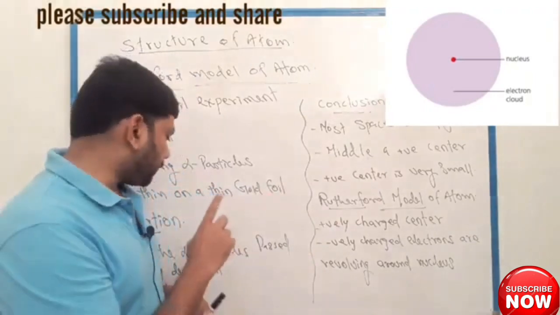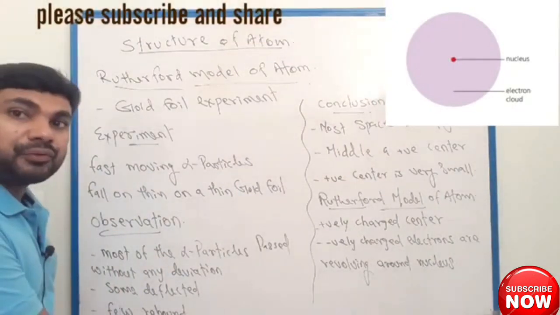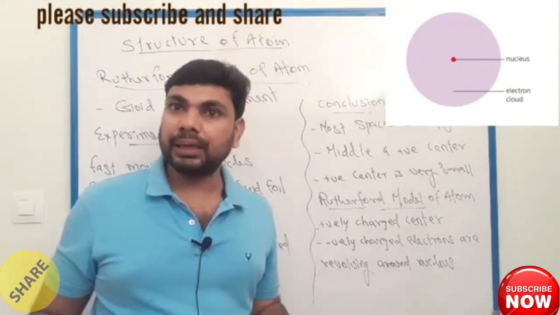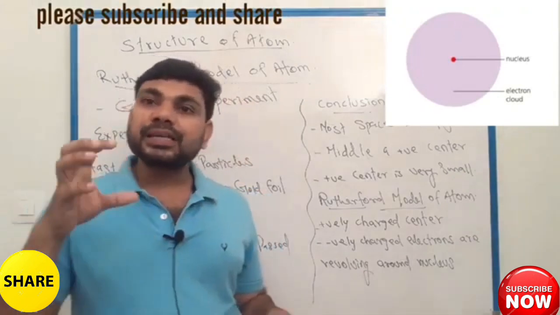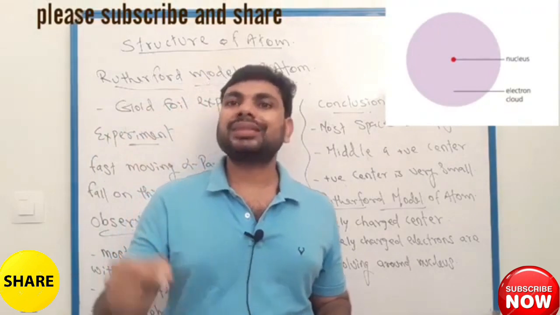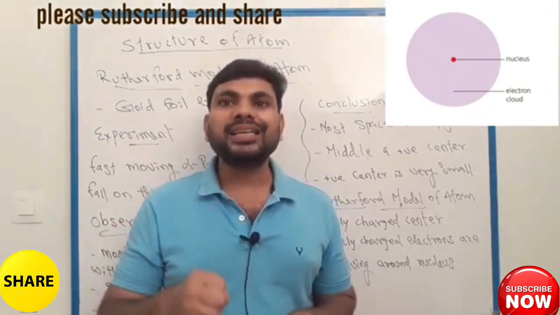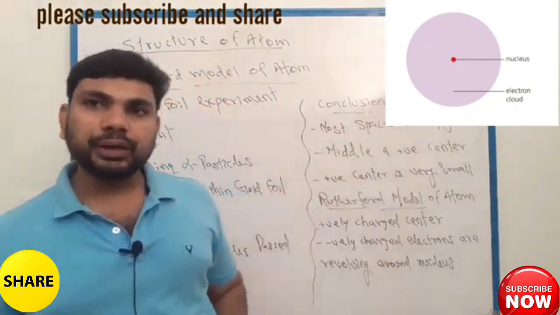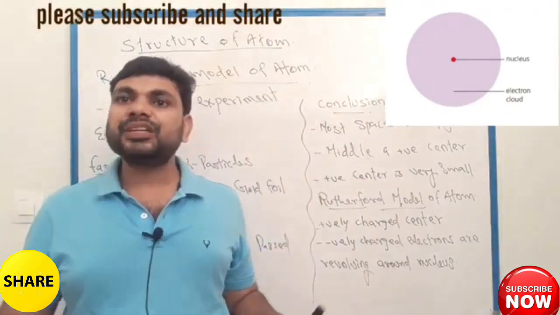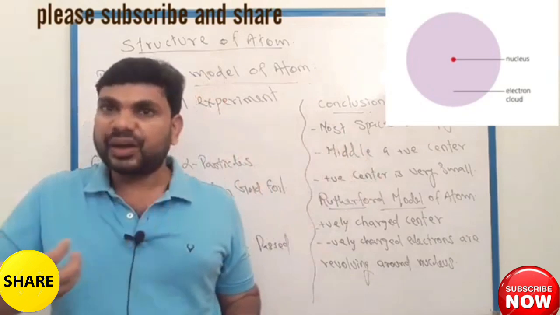Clear? The third observation was few alpha particles rebound. Very few alpha particles reflected, meaning in the middle of atom there is a positive center. It is very hard. Also the size of the positive center is very small. You can see in this figure, in the middle of atom there is a positive center. Compared to the total atom, it is very small. That's why very few alpha particles reflected.